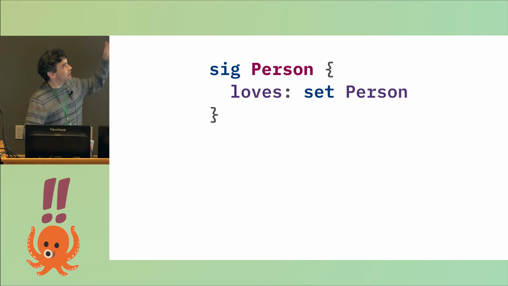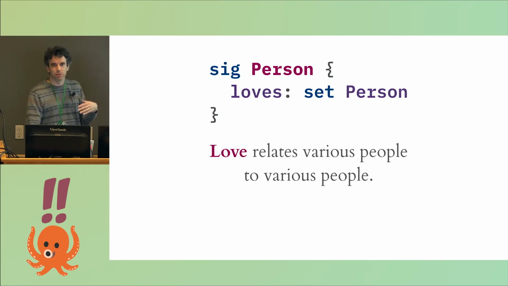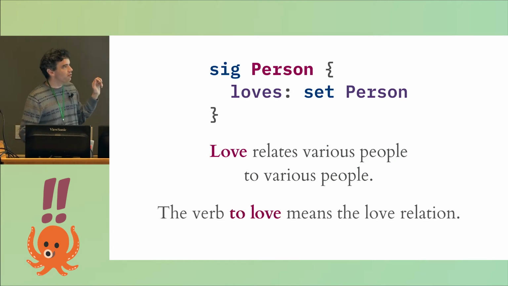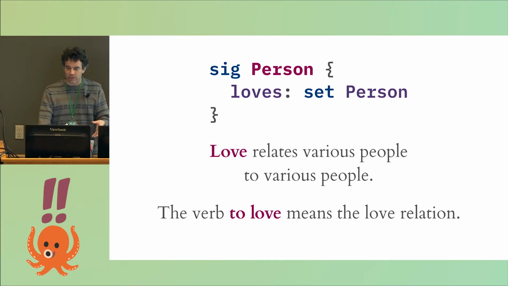In Alloy, you write sig person loves set person. In Inform, you say love relates various people to various people. And it really means exactly the same thing. And then you define a verb. The verb to love means the love relation. And this lets you use the word love when writing out the source code of your game, which is a really satisfying thing. In school, you may have learned that verbs are actions: hit, kick, run, jump, swim.